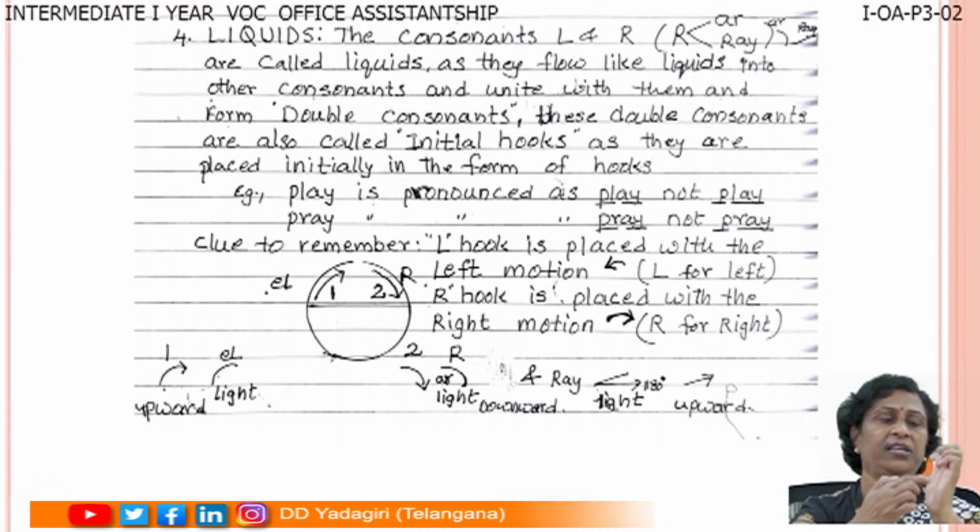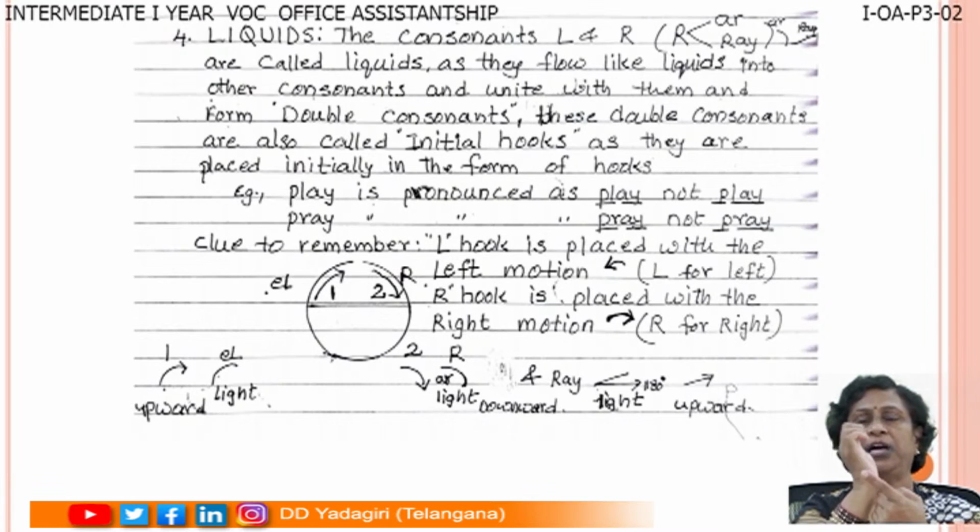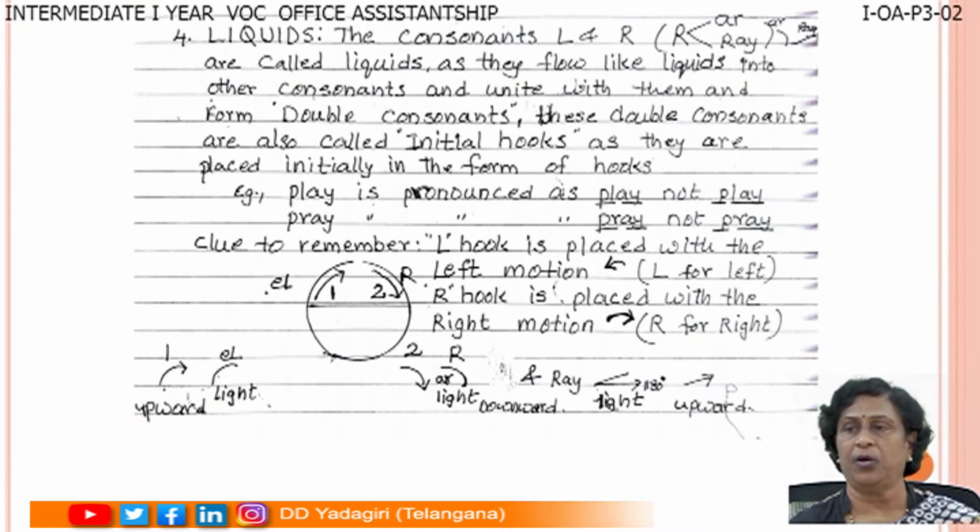So when we are joining with any other consonants, like PB, TD, or JJ, likewise here also, it could be P, T or Ch. So it is called par, bar, tar, dar, charger. When the liquids join with other consonants, they form double consonants.